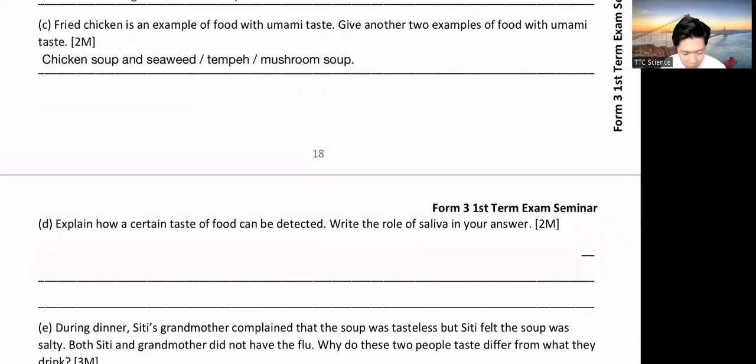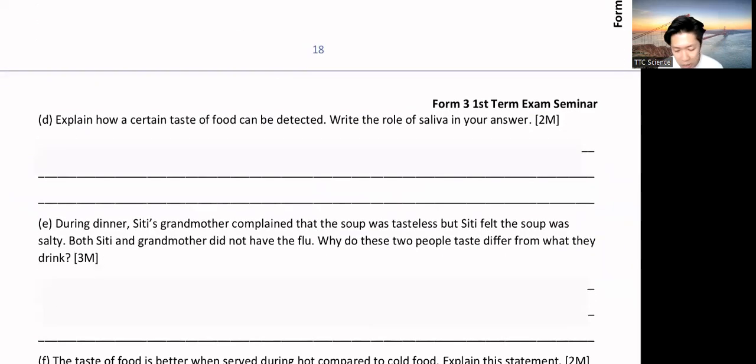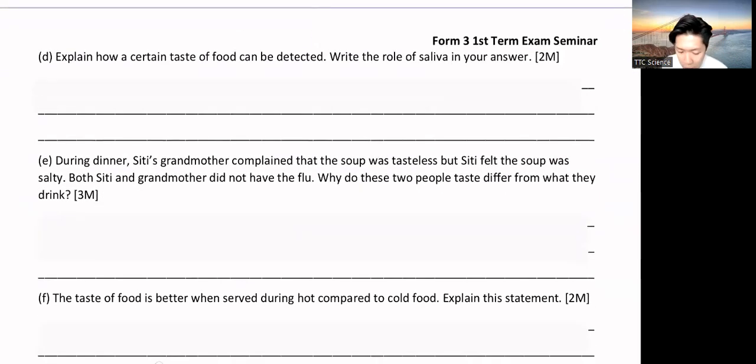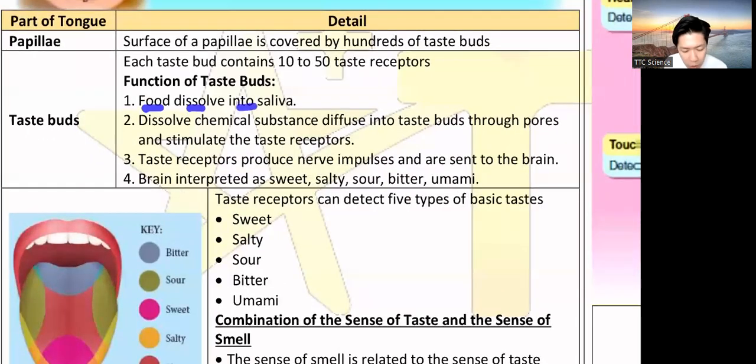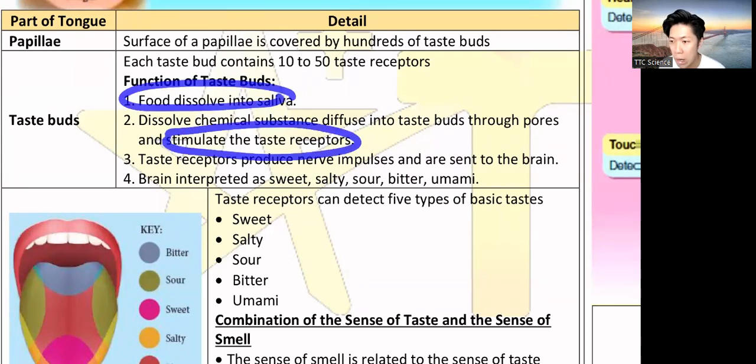Don't use my name. Okay, explain how a certain taste of food can be detected, and write the role of saliva. Saliva for what? Food dissolves in saliva. Saliva is to dissolve food, first mark. You have to dissolve food so that the chemicals can dissolve into your taste buds so that your receptors can be stimulated. This will be your first point, this will be your second point. 2 marks.